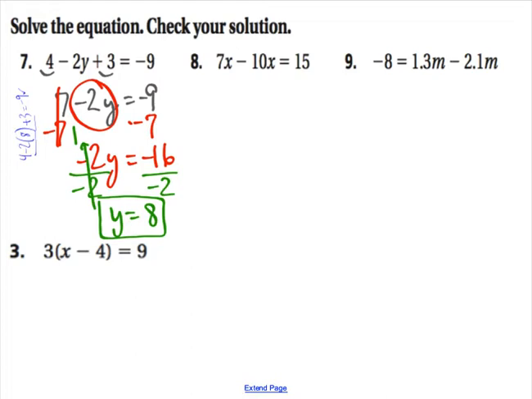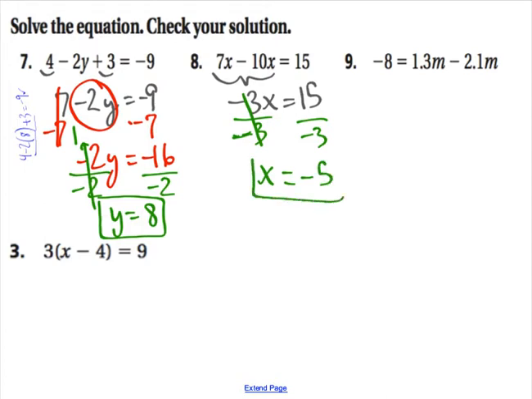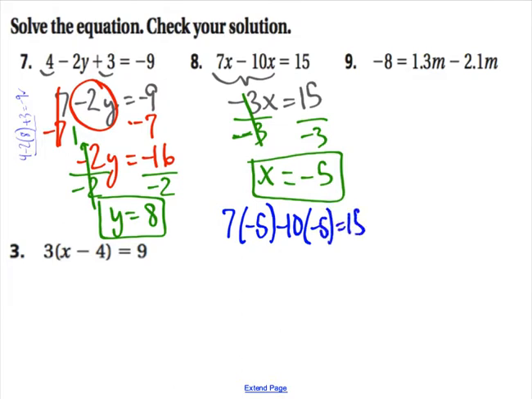Okay, example 8. Simplify both sides. There are some like terms here. 7x minus 10x makes negative 3x, and that will equal 15. The other side's already simplified. Get the variable term by itself. It's already by itself. Make the coefficient equal to 1. Divide both sides by negative 3. This will give us 1x equals 15 divided by negative 3 is negative 5. X equals negative 5 is our answer. Next, we check our solution. 7 times negative 5 minus 10 times negative 5 should equal 15. This is negative 35 plus 50 equals 15, and that is true. That checks out just fine.